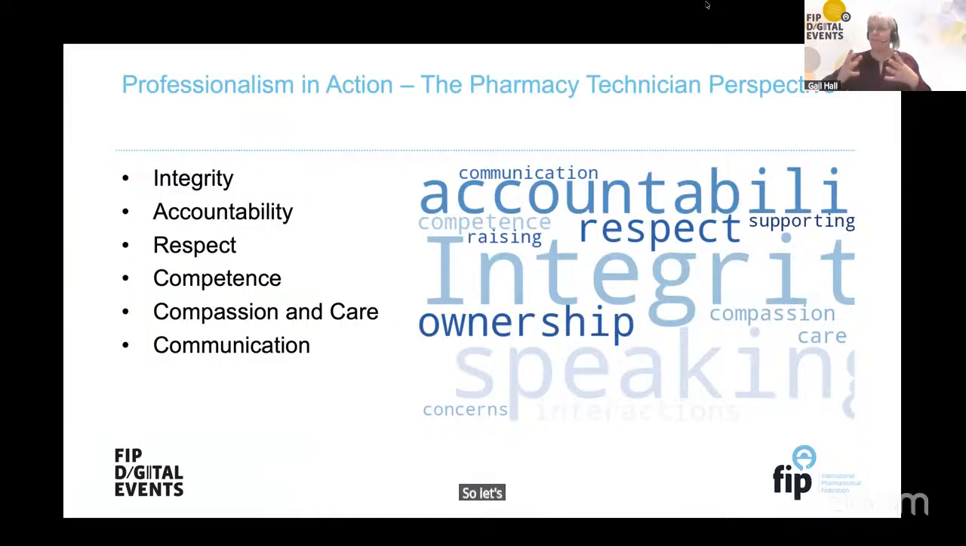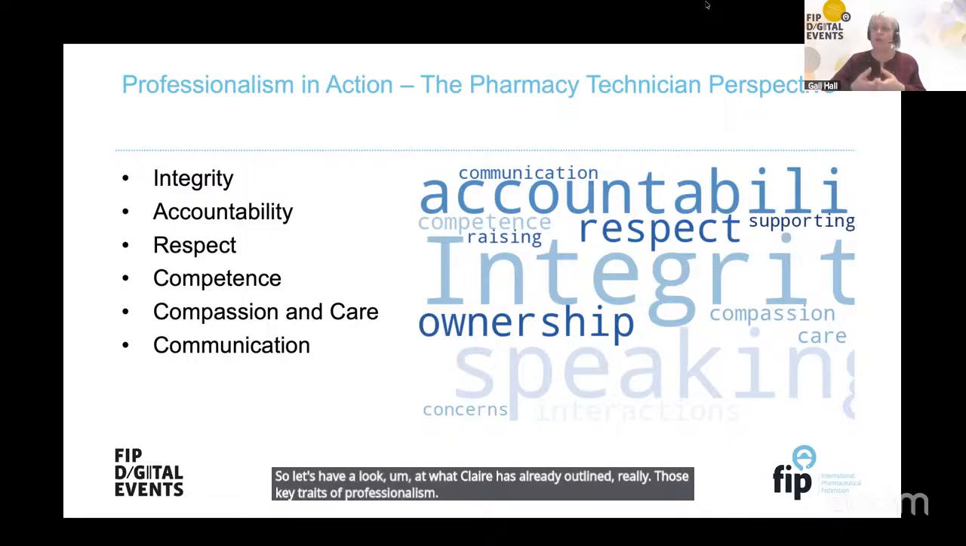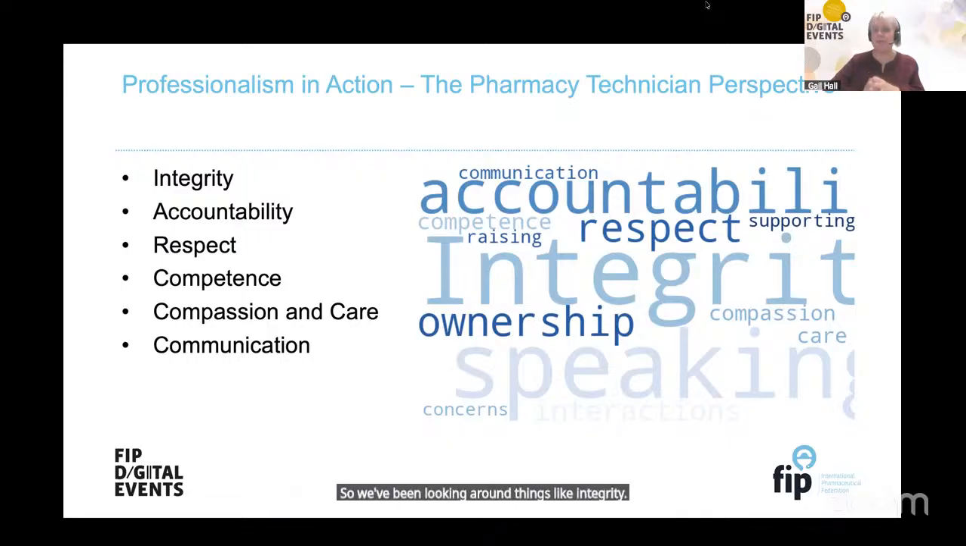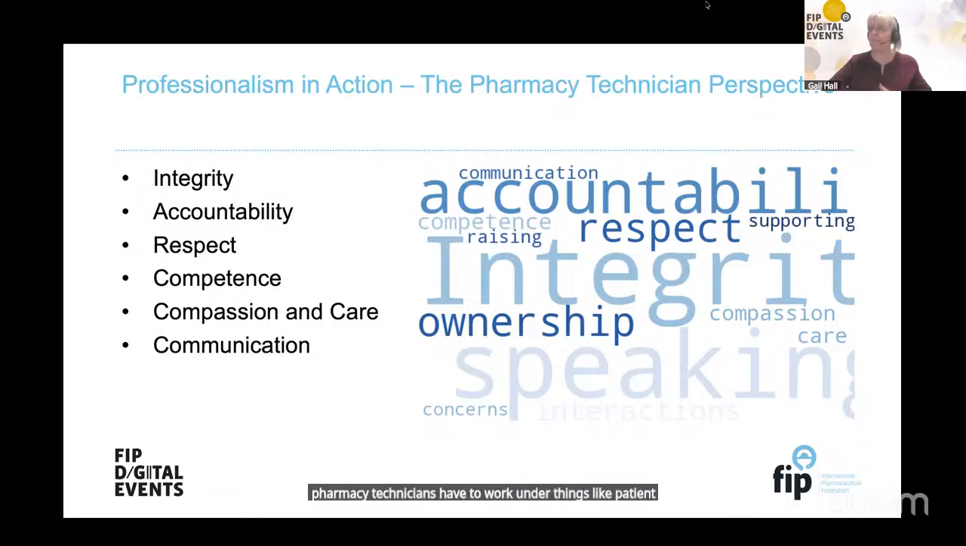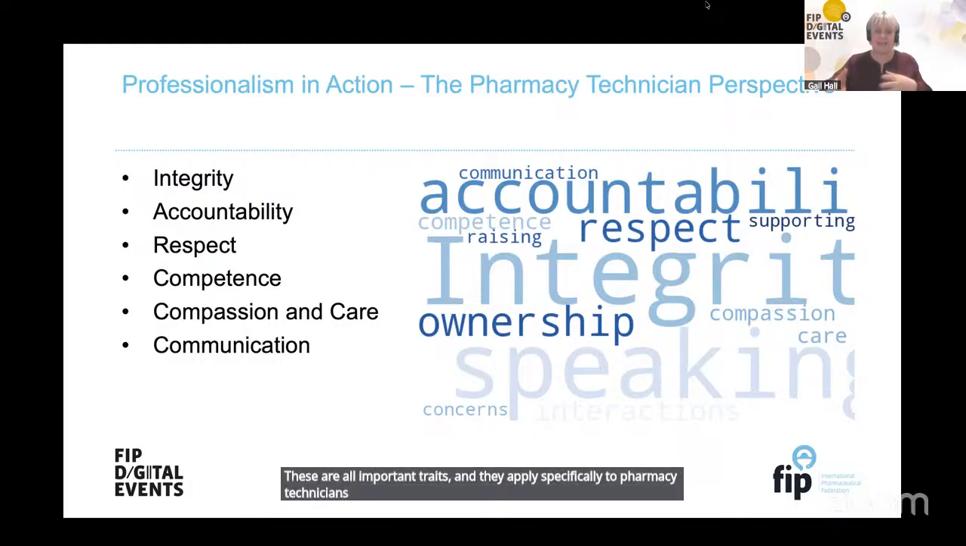So let's have a look at what Claire has already outlined, those key traits of professionalism. We've been looking at things like integrity and accountability. Respect was one that Claire spoke about a great deal, and competence, the ability to do our jobs. Claire also spoke about some of the changes happening in Great Britain to the ability that pharmacy technicians have to work under things like patient group directions. And we also have compassion, care and communication. These are all important traits, and they apply specifically to pharmacy technicians in practice, because we're going to look at some of the ways that we use those.